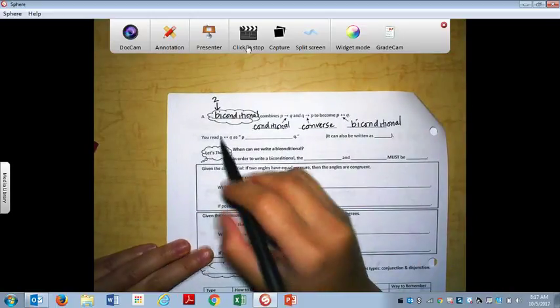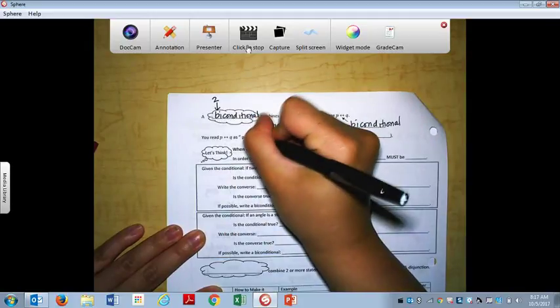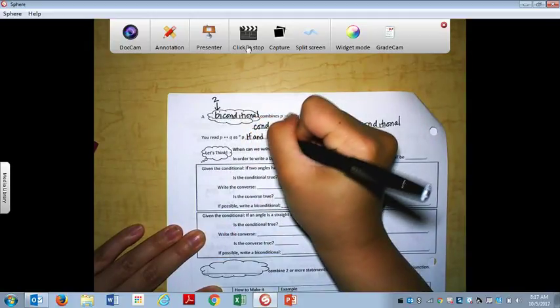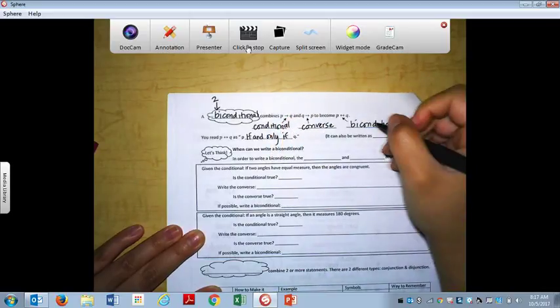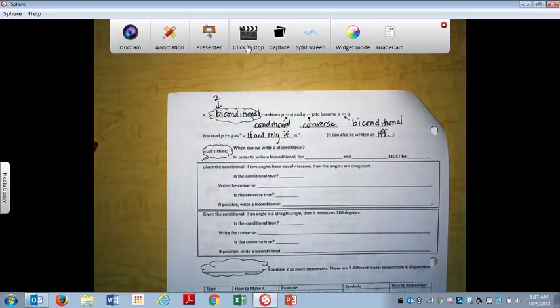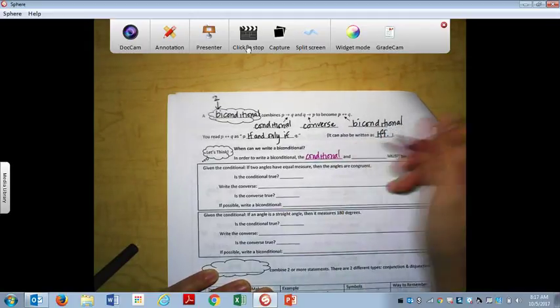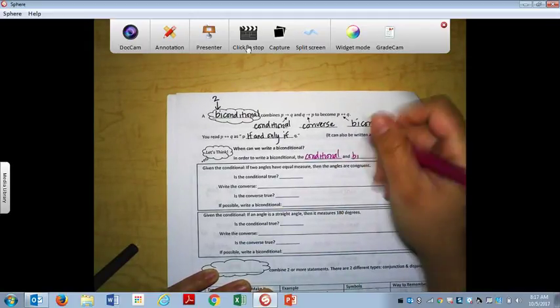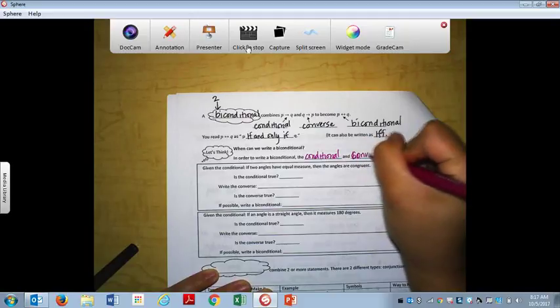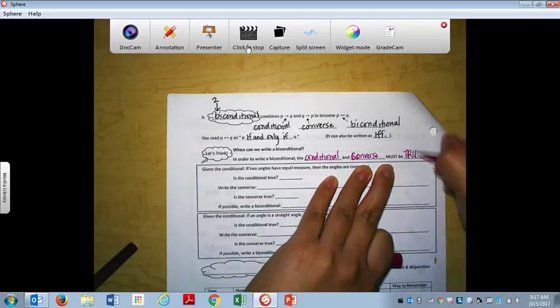You read this as P if and only if Q. It also can be written as IFF, which stands for if and only if. When can we write a biconditional? The conditional and, I'm sorry, the converse must be true.